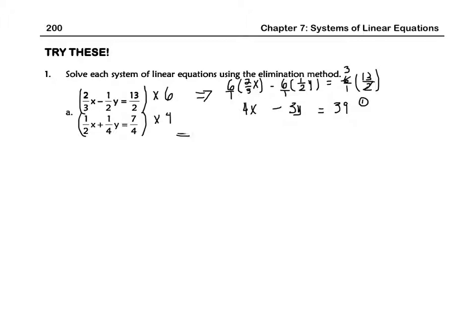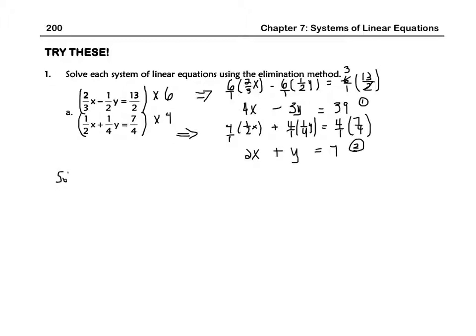And then this equation, we multiply everything by 4, so that's 4 times 1/2 x plus 4 times 1/4 y equals 4 times 7 over 4. And again, 4 is understood to be 4 over 1. So that's going to be 4 times 1/2 is 4 over 2, which is 2x, plus 4's cancel, that's going to leave you with just y, and the 4's cancel there, which is going to leave you with 7. So there's my equation 2.